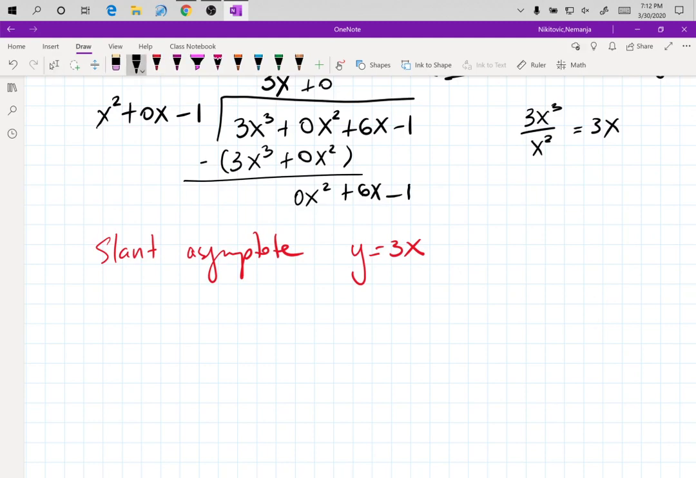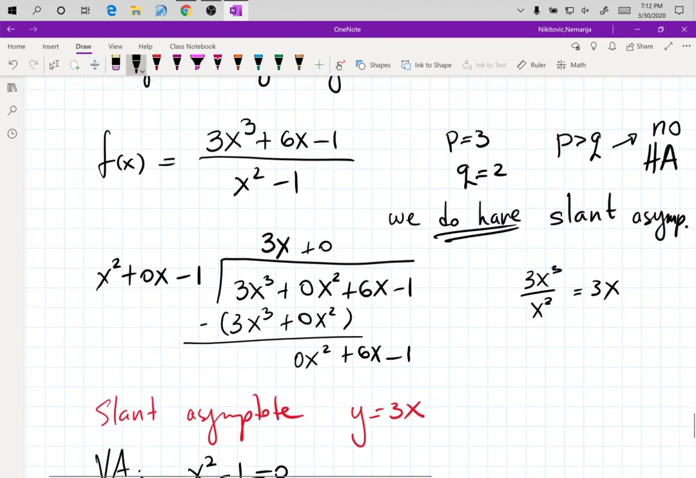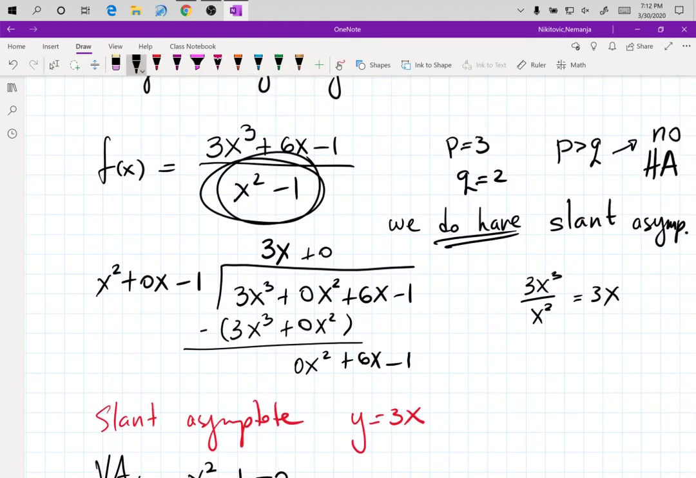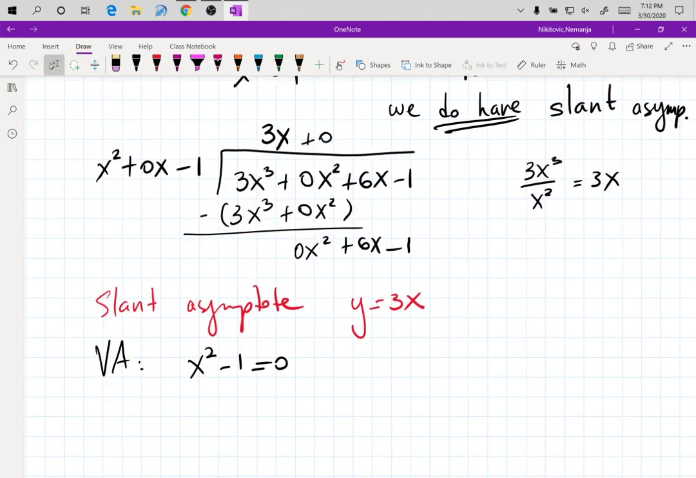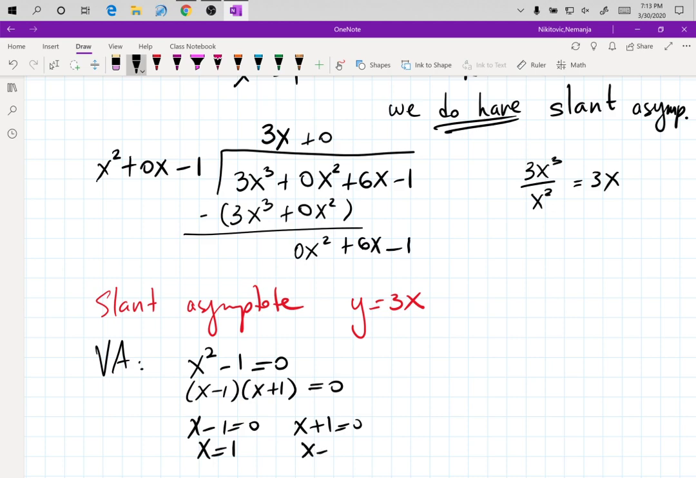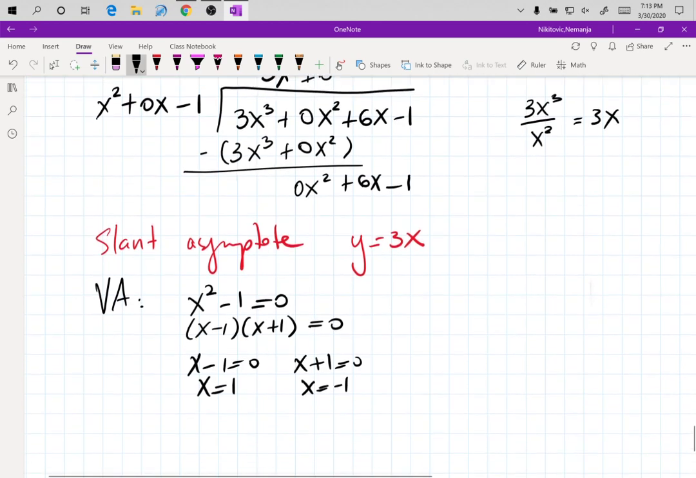Now, our problem also had the vertical asymptote because it was x squared minus 1 equal to 0. Remember, that was the denominator? And we set denominator equal to 0. So that one will factor into x minus 1, x plus 1. And we have x minus 1 equal to 0, which gives us vertical at 1. And x plus 1 equal to 0, which gives us vertical at negative 1.